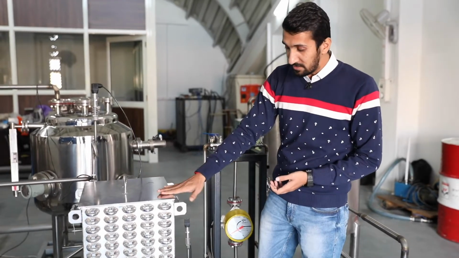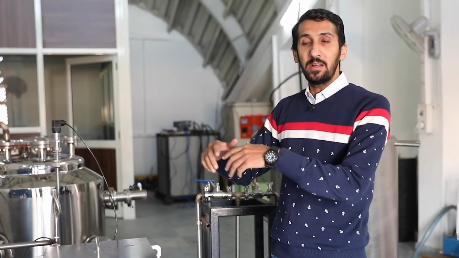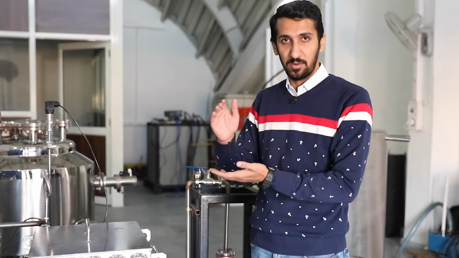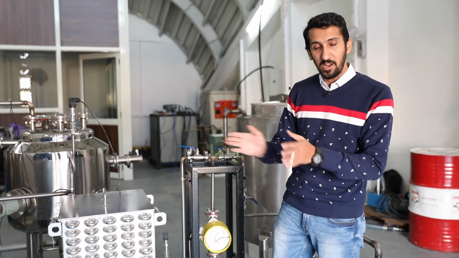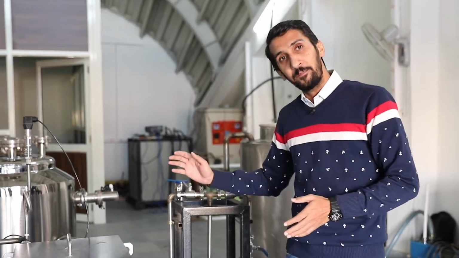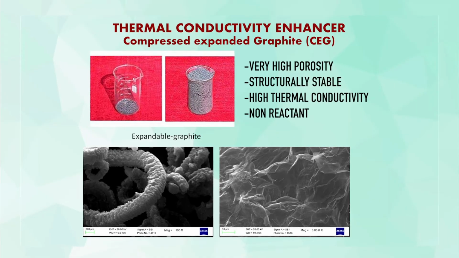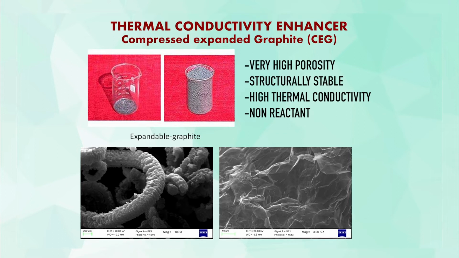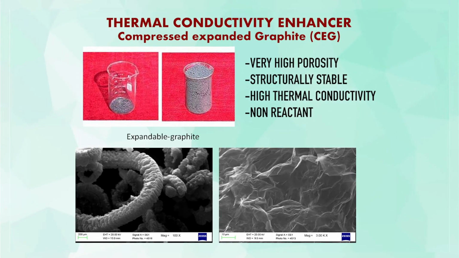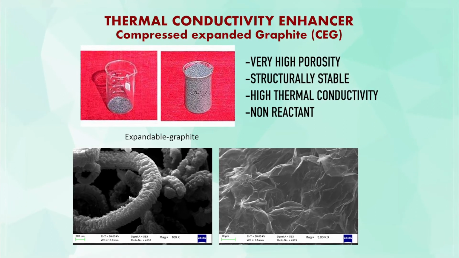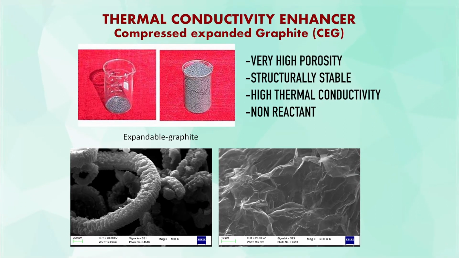Our main focus is these heat exchangers. As we know, phase change materials are used for this energy conversion, melting and solidifying, but phase change materials have very low thermal conductivity. To enhance the thermal conductivity and heat transfer, so we can get energy very fast, we are using CEG in our experiment. This is expanded graphite. CEG is compressed expanded graphite. How is this prepared? It is prepared by a heat treatment process at 900 or 1000 degrees centigrade for 60 seconds.